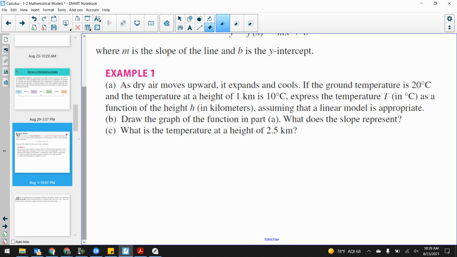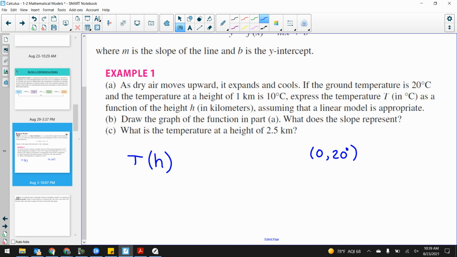So that means, again, I want to write temperature as a function of height, right? Temperature is a function of height, given the fact that if we are 0 meters above the ground, we are at 20 degrees Celsius, right? Because that's what we have here. Independent variable is my height, dependent variable is my degrees. And then at 1 kilometer above the ground, we are at 10 degrees Celsius.